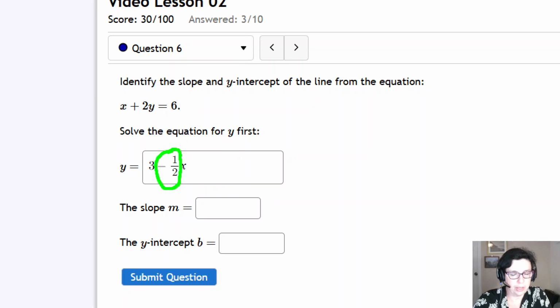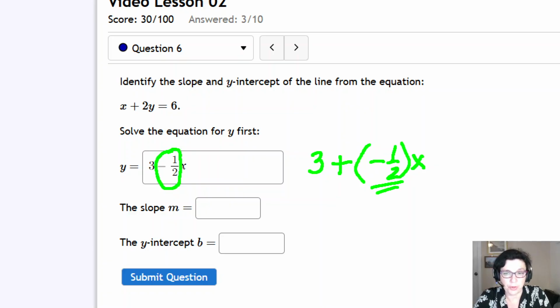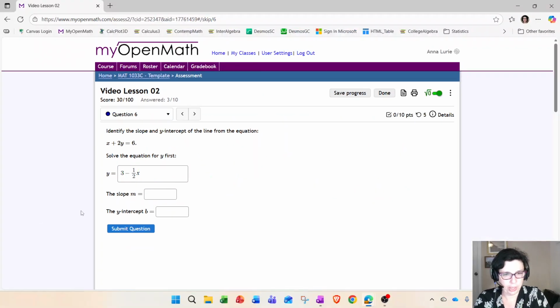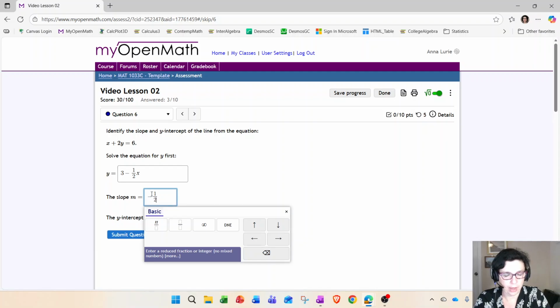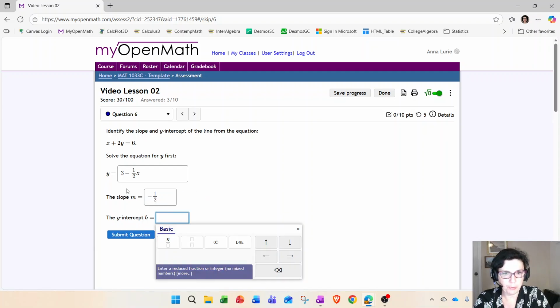We're not counting 3 because we are actually adding 3 to this whole thing. Whenever you are subtracting two things, this is the same thing as saying it's going to be 3 plus negative 1/2 x. So instead of subtracting, you can add a negative. Then this negative 1/2 is going to be the number in front of x, and 3 will be the y-intercept. So right here, the slope is negative 1/2. And what is the y-intercept? Well, that's 3.